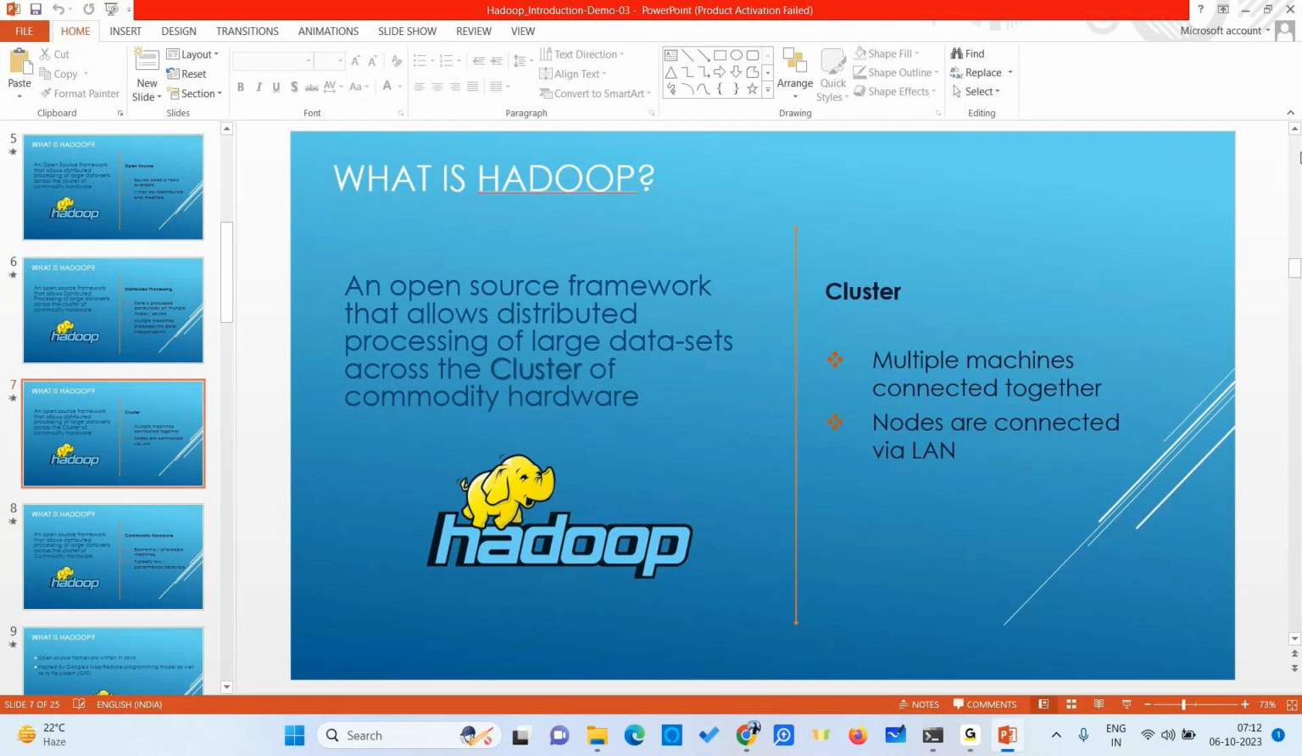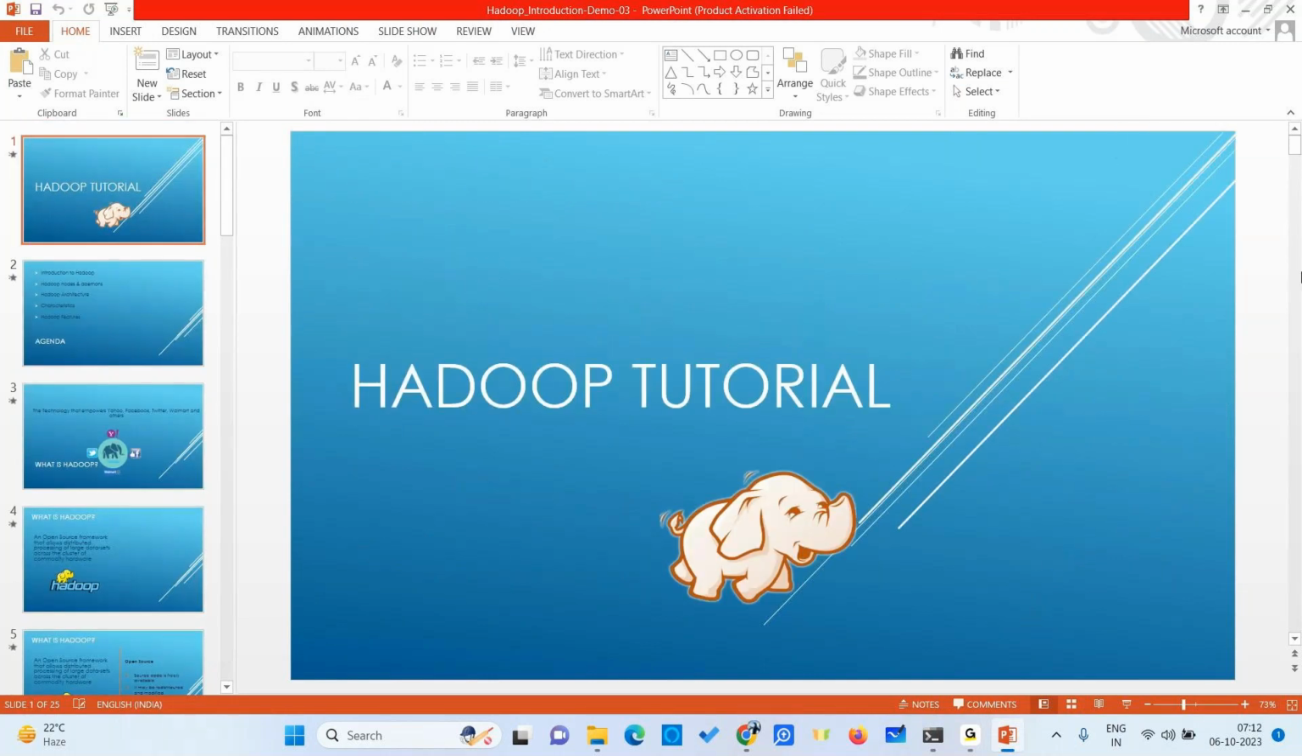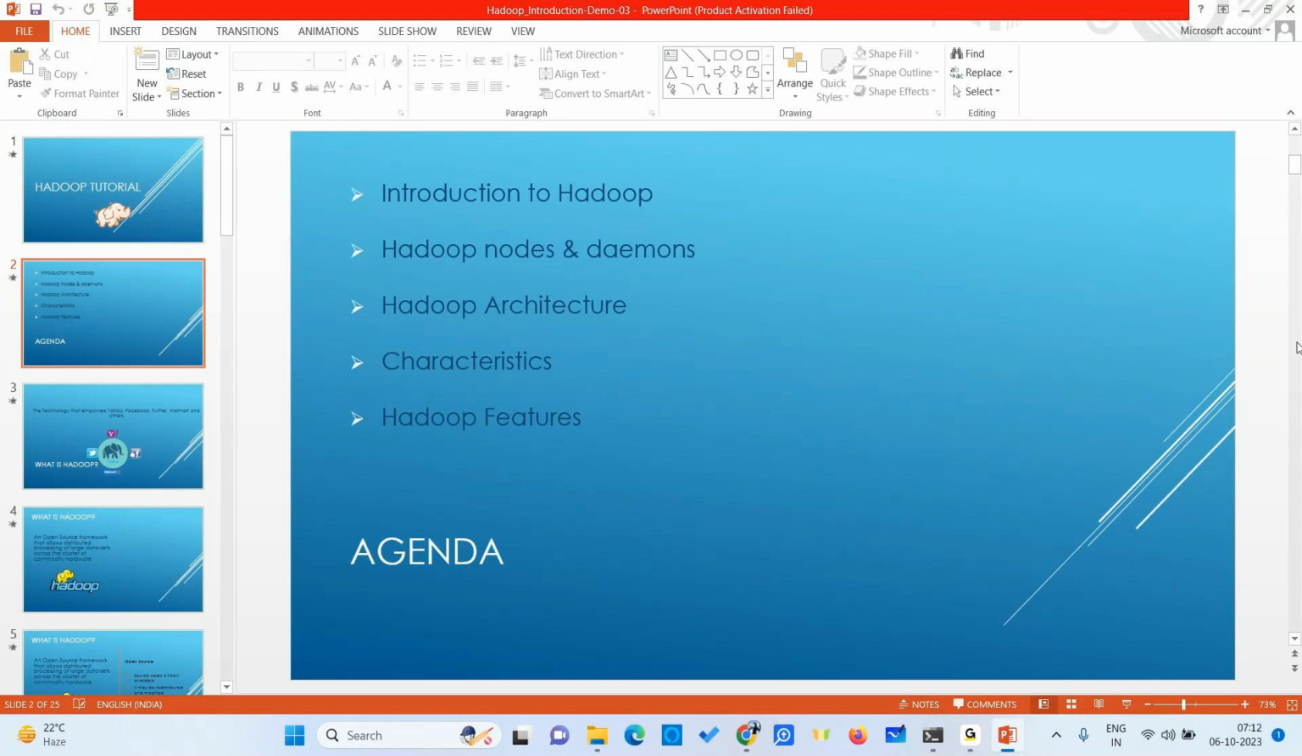Now, in today's session, we will discuss about Hadoop. Introduction to Hadoop, Hadoop nodes and daemons, and Hadoop architecture, characteristics, Hadoop features. Every data engineer should learn the basics of Hadoop file system and the storage architecture, because all the other cloud platforms are developed and designed based on this architecture only. So that's why you need to learn Hadoop.